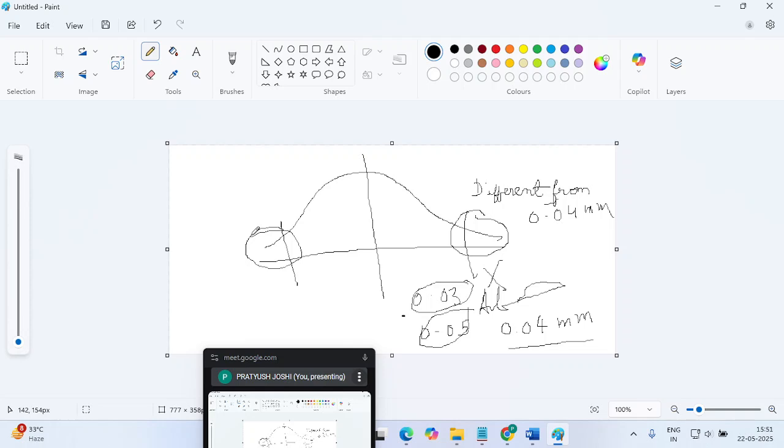So if you reject it whether it is more than or less than 0.04, then you are doing a two-tail test. But let's say you say that I am going to accept it if it is more than 0.04, but I am going to reject it if it is less than that, then it will be a one-tail test. Was I able to explain the difference? Yes, sir.